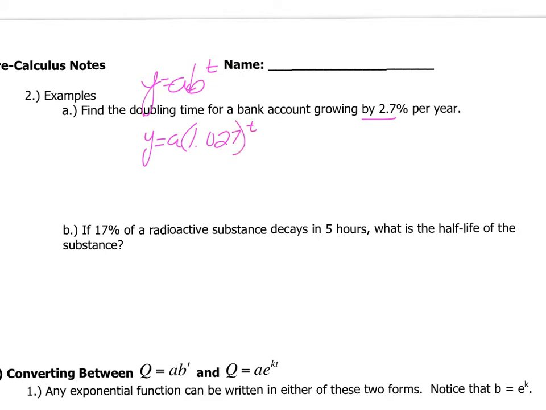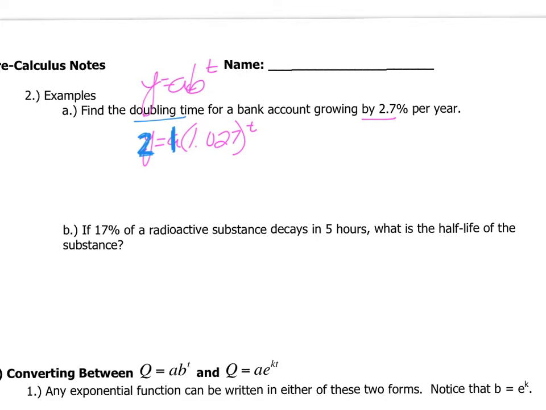Now, we are not given an initial amount. We're just asked to find the doubling time. So whatever that initial amount is, that value of a, let's say 1, the output is going to be double that. So double 1 would be 2. Any relationship of that original amount and output of 1 to 2 is going to work here. So if you used 100 and 200, 50 and 100, whatever it might be, as long as the output is double whatever that original is.